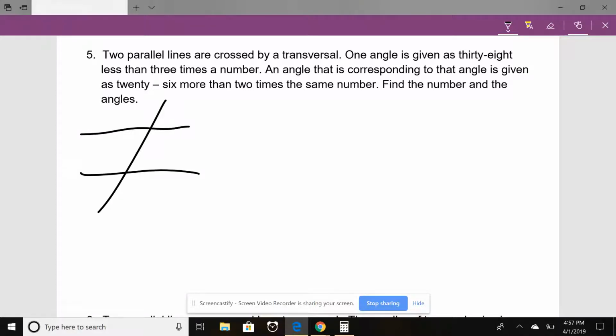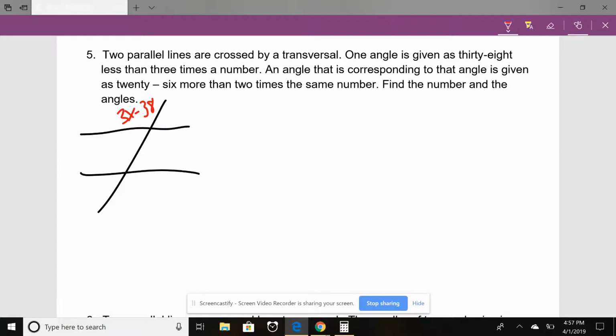All right, one angle is given as 38 less than 3 times a number. It's not really specific, so I'm just going to write it up here. 38 less than 3 times a number means 3x minus 38. All right. An angle corresponding to that is given as 26 more than 2 times the same number.